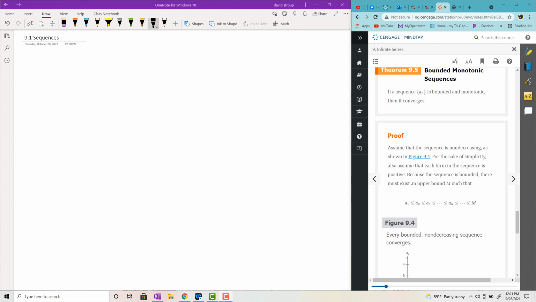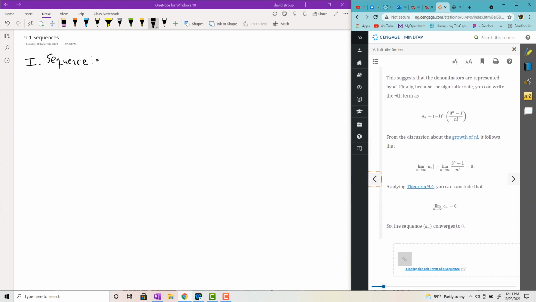So we're going to be studying a particular type of sequence, but in order to do this study, we need to first work with sequences just in general. So here we go, 9.1 sequences. First, the definition of a sequence.